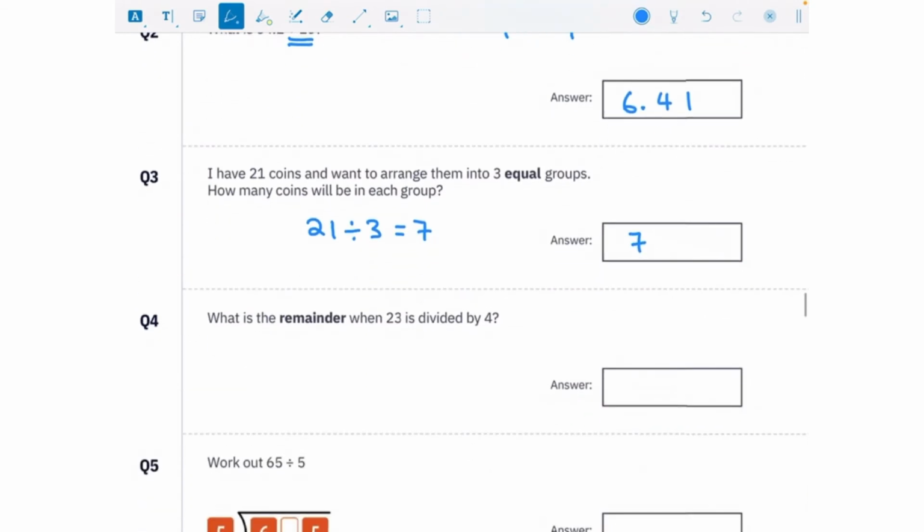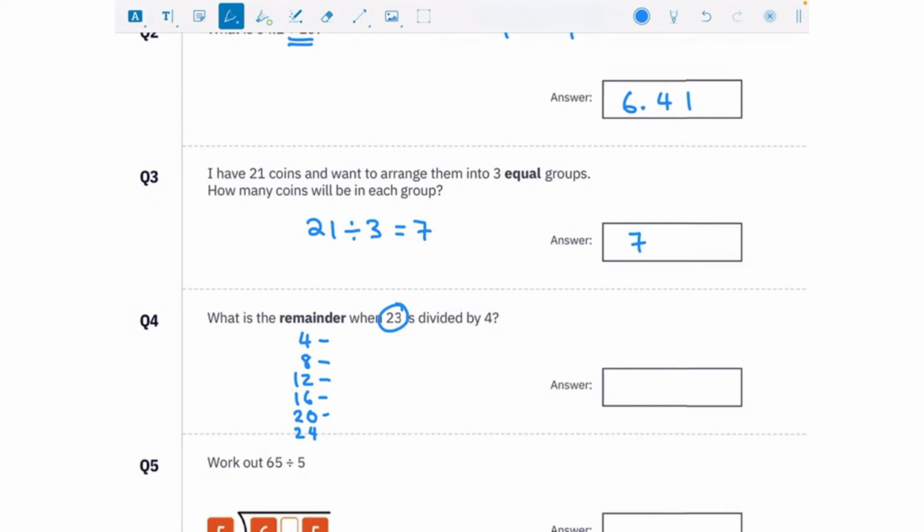What is the remainder when 23 is divided by 4? So the 4 times table goes 4, 8, 12, 16, 20. The next number in the 4 times table is 24, so that's too big. Okay, so we've got 1, 2, 3, 4, 5, and we're trying to get up to 23.